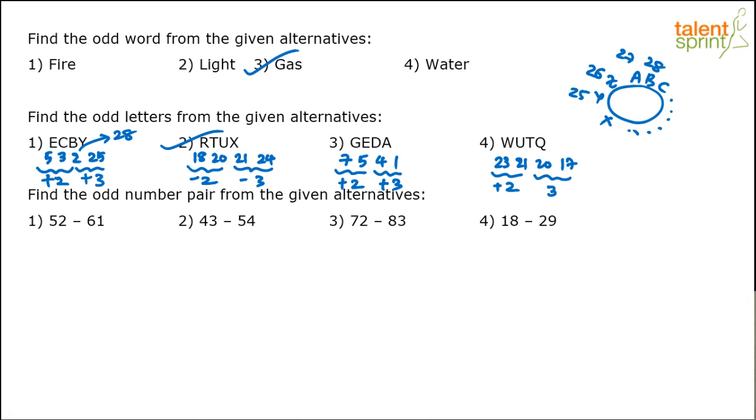I'm sure if you try some other logic, you may find some other answer there. Like one of the comments here is that the odd one should be GEDA because all the other words have got only one vowel. Here, E is the only vowel, U is the only vowel. Here also U is the only vowel. But here we have got two vowels, E and A. So that's another way of looking at it, and I think in such situations we usually say that you have to go with a stronger reason here.